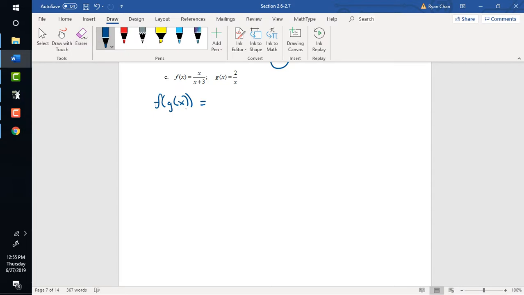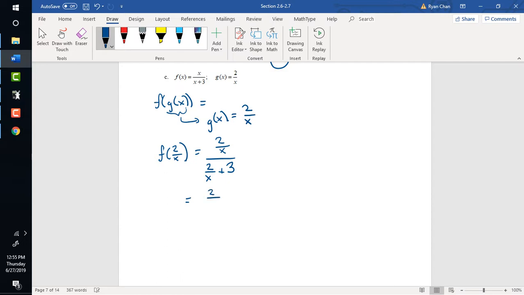So I look inside first, and I notice g of x will be equal to 2 over x. Now, what will f of x look like when I plug in 2 over x? This is where it gets a little tedious. f of 2 over x is equal to 2 over x over 2 over x plus 3. As you can see, this gets a little dicey, but the concept still holds up. We're replacing x with 2 over x.